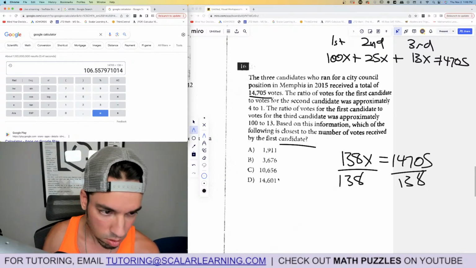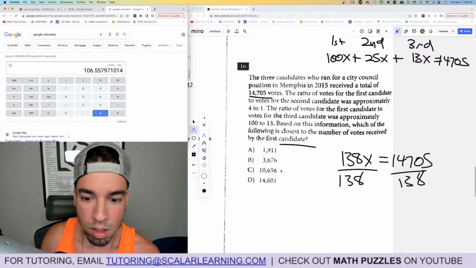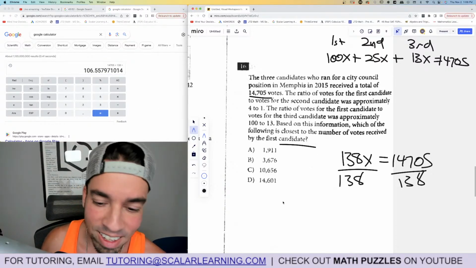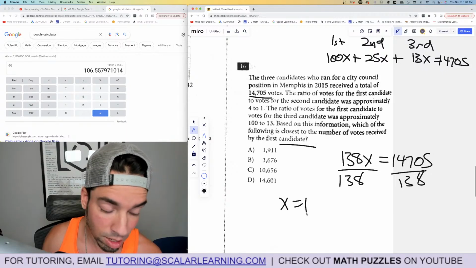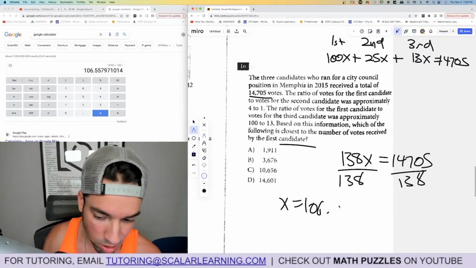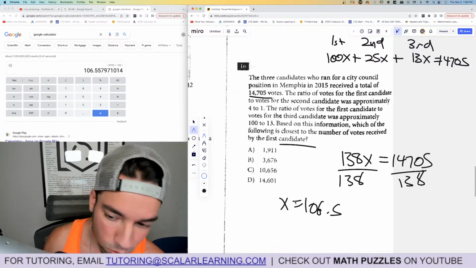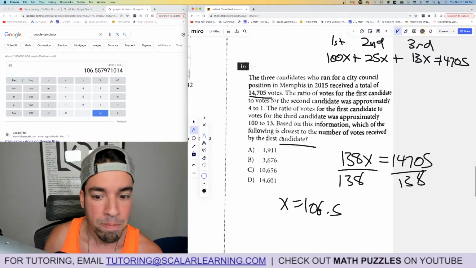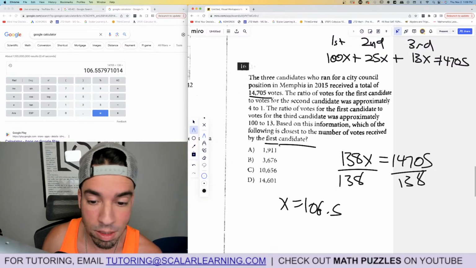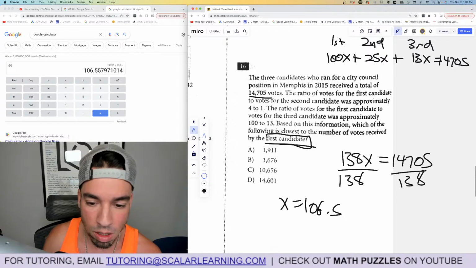That's 106. Wait, what? Oh, that's X. Sorry. I was like, what? That answer's not showing up there. Good thing they didn't put it because maybe I would have been fooled. 106. That's bad on me. So remembering what we're solving for. X is 106.5. Now they're asking, oh, and I should have boxed this. Sorry, guys. That's a tip that I always give, and I didn't do that.